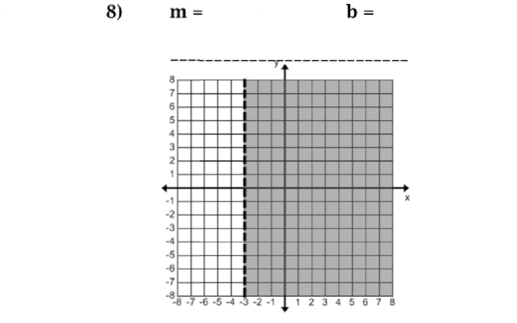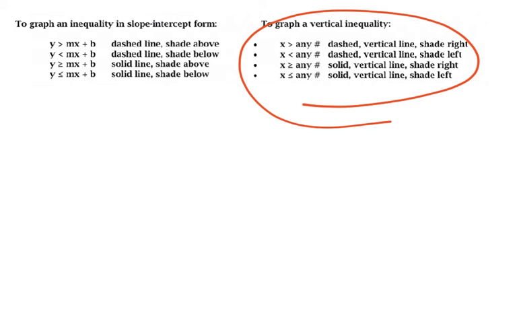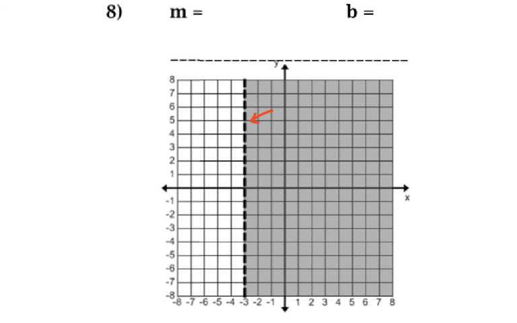Okay, number 8, it's a vertical line. So think about how you write an equation of a vertical line. Notice though that it's a dashed line, and which side is it shaded on? Remember back here in our lesson we said this. And so you can see in the picture that it's shaded to the right. And so you know it's going to be greater than or equal to. So looking at my picture, it's going to be greater than because there's a dashed line.